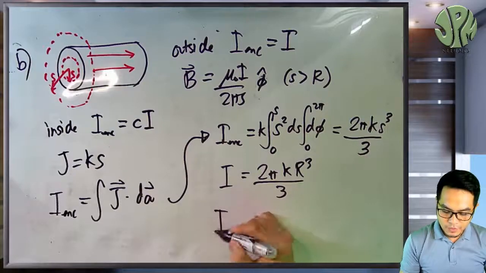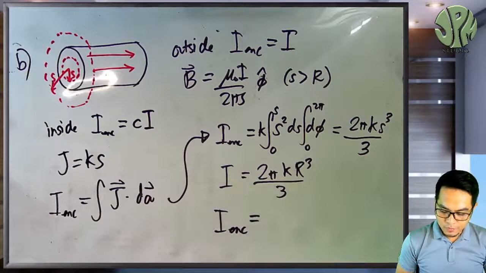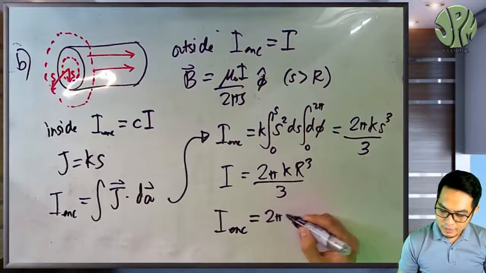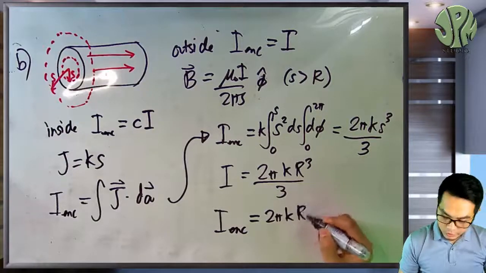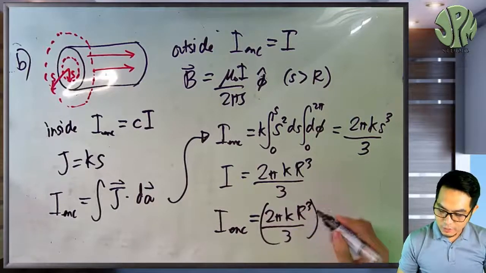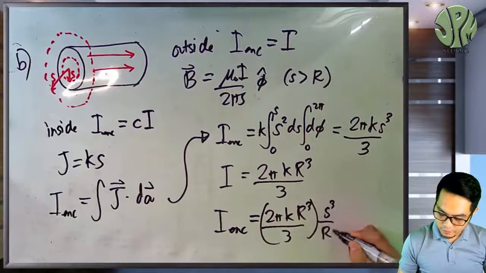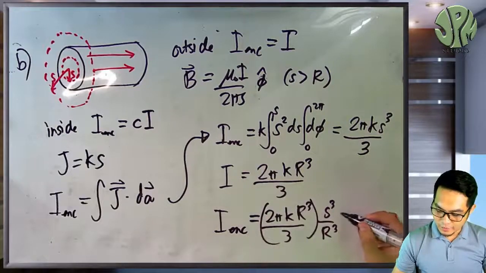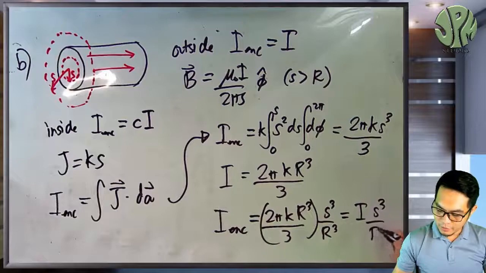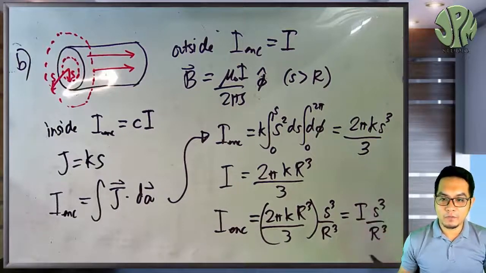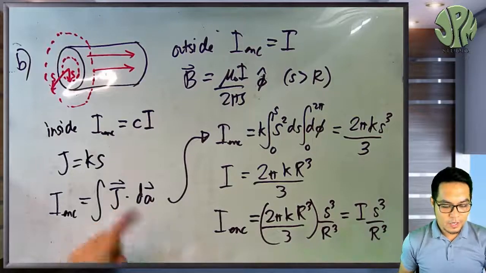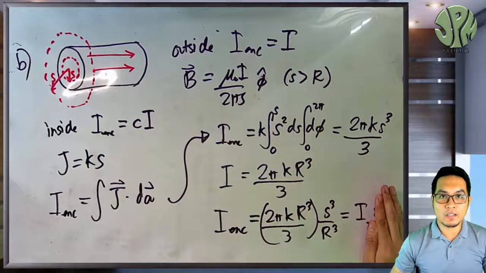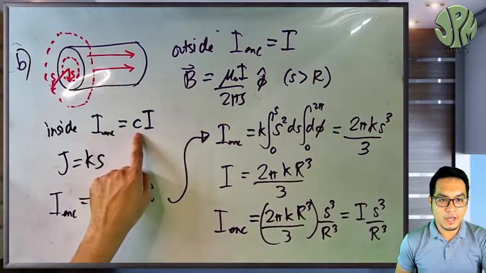Using this, the current enclosed will just be, I'm going to write this as 2 pi k r cubed over 3. It's just our I. Then I'll have s cubed over r cubed. I just multiplied by r cubed over r cubed so that I can have this, and this is just the definition of I. So basically, I have I s cubed over r cubed. And this is the fraction that I have been looking for, s cubed over r cubed. Note that at s equal to r, this fraction becomes 1 and you get the total current I.